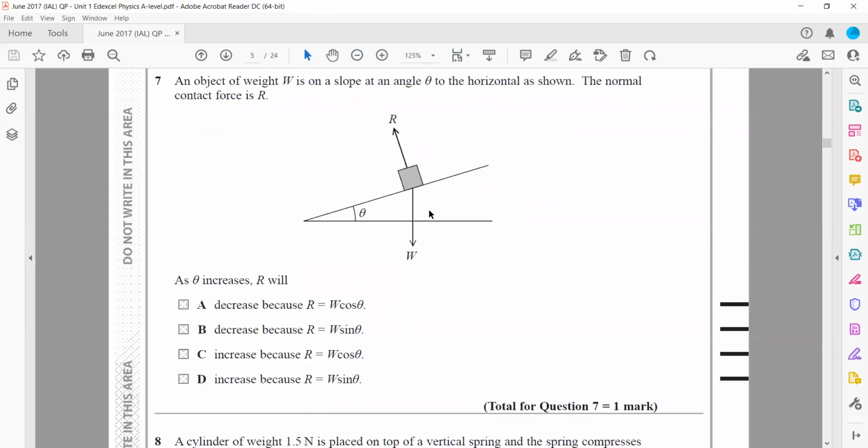An object of weight W is on a slope which is making an angle theta. The normal contact force is R. If theta increases, what happens to R? How to identify first? Whenever an object is on an inclined surface, we resolve the weight into components.